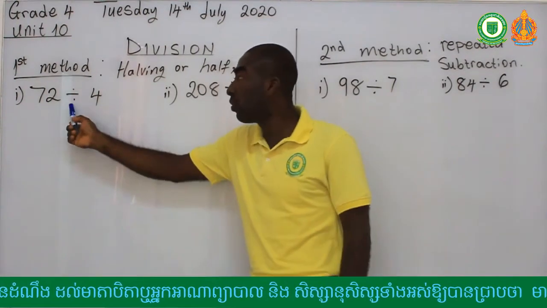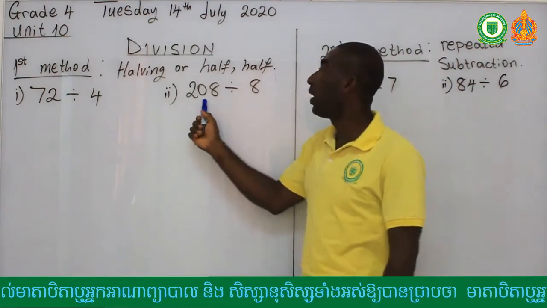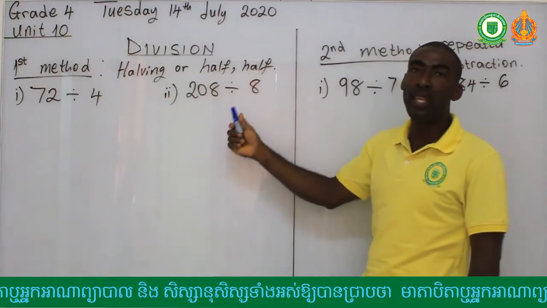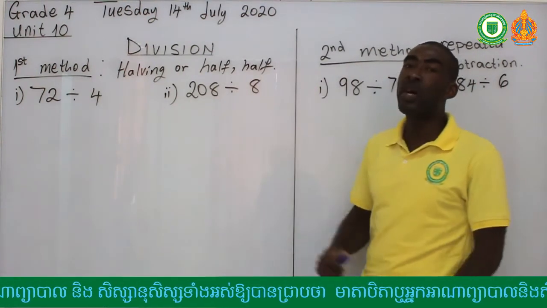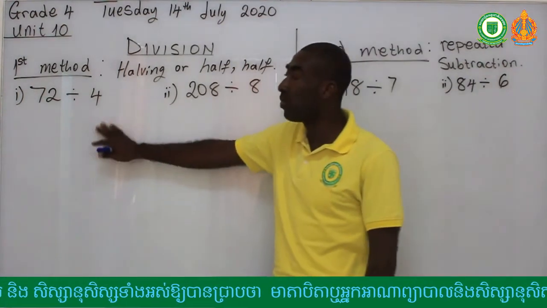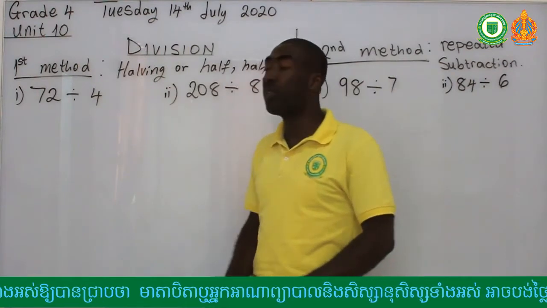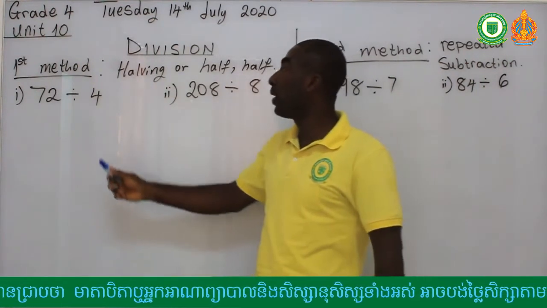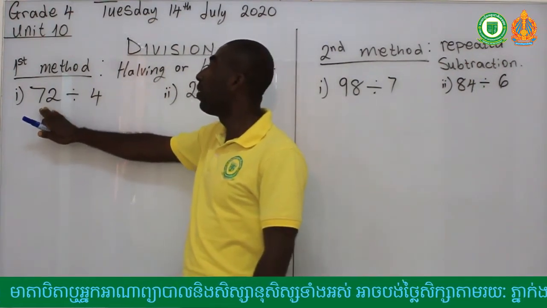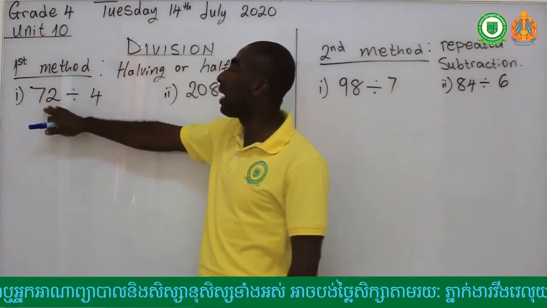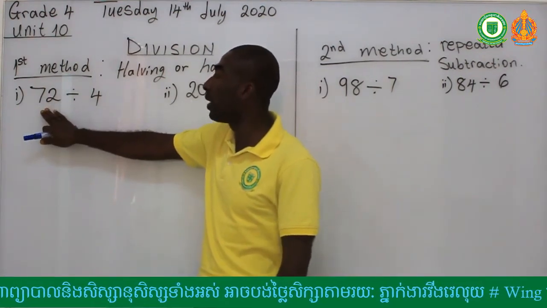So we have 72 divided by 4, and we have 208 also divided by 8. We are going to use the half-half system to solve the first, and then we use repeated subtraction to solve the other one. So beginning with the half-half, the whole idea is finding the half of 72 and finding the half of 4.